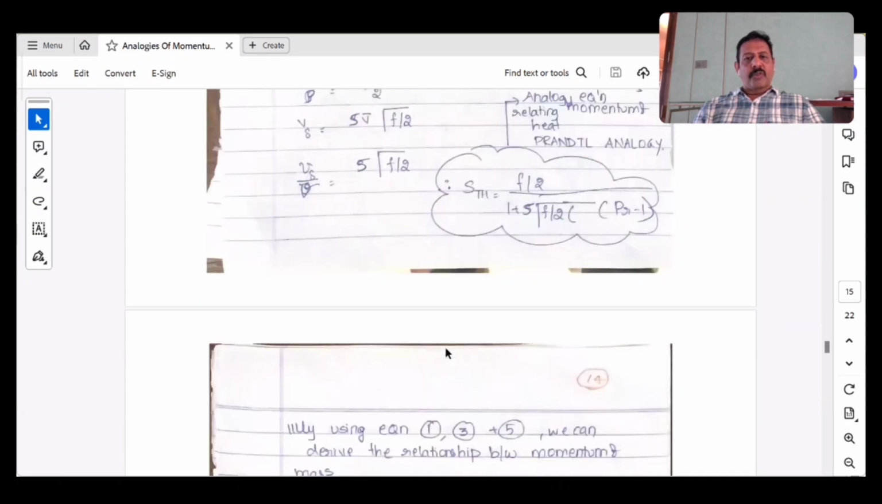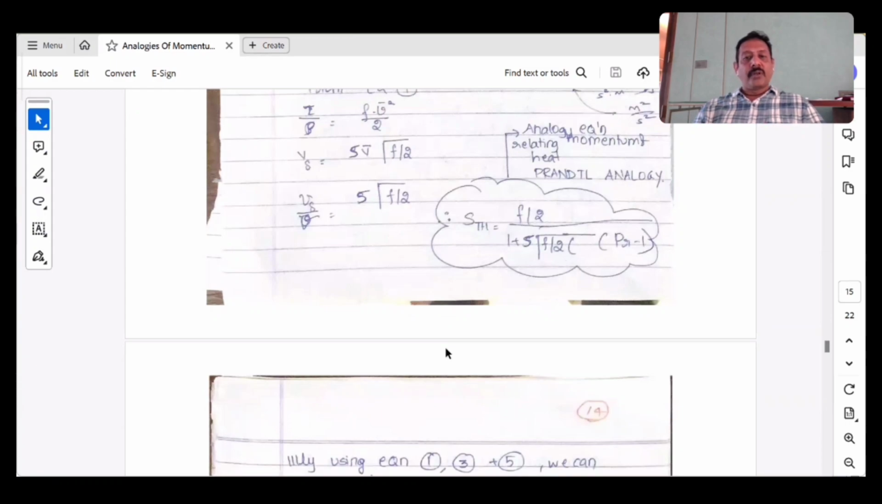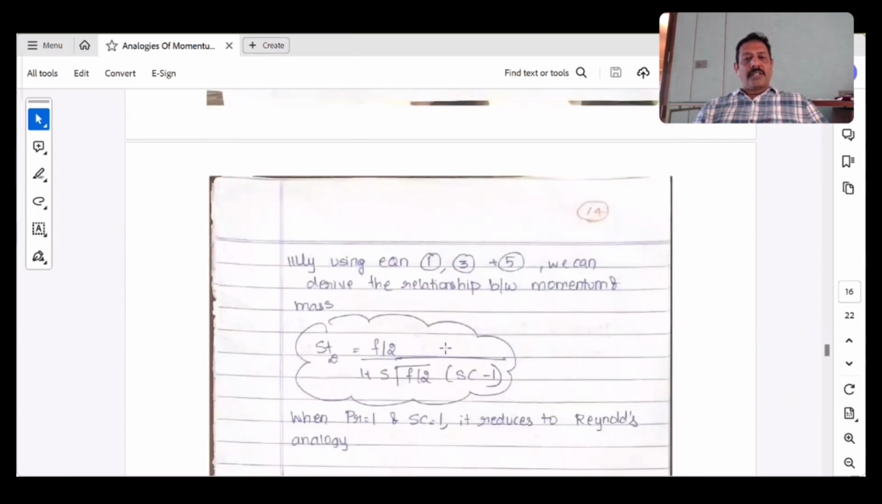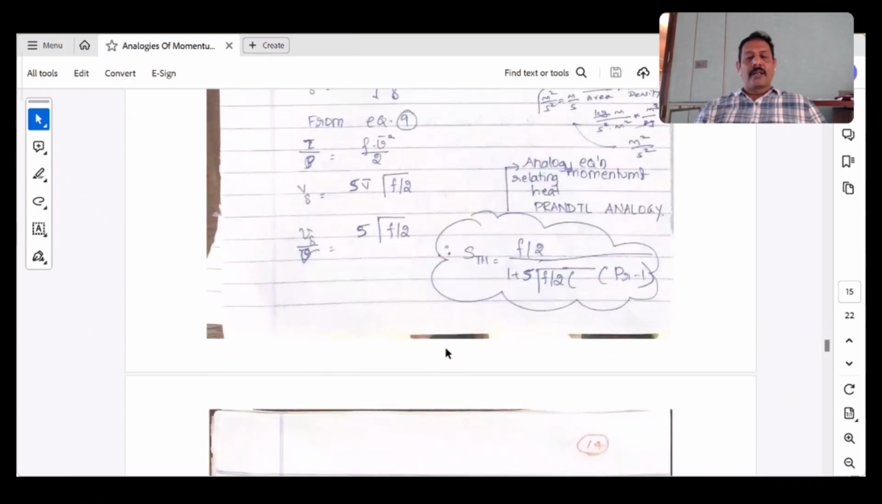So STH is equal to f by 2 divided by 1 plus 5 root of f by 2 into Prandtl number minus 1, right? This is called Prandtl analogy. We have seen Reynolds analogy, where STH is equal to f by 2, and that is only for the turbulent core. Now in Prandtl analogy, STH, Stanton number for heat, is equal to f by 2 divided by 1 plus 5 root of f by 2 into Pr minus 1.